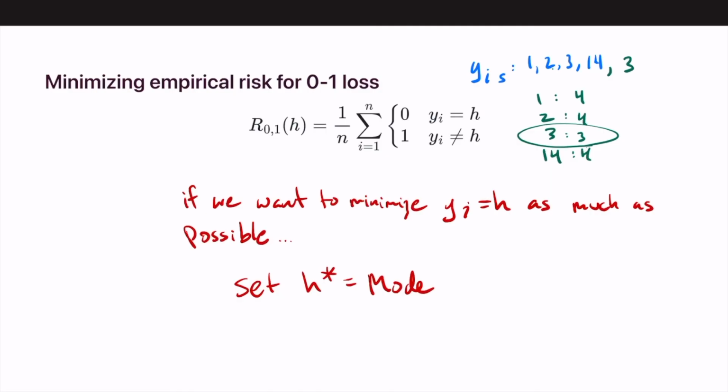It's the most common value, specifically in our data set for y1, y2, all the way to yn.